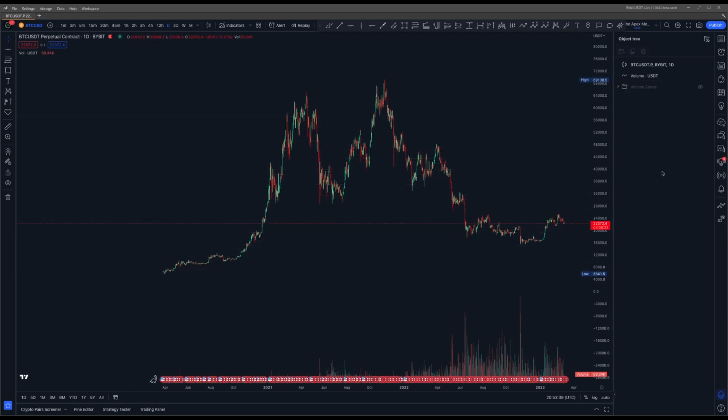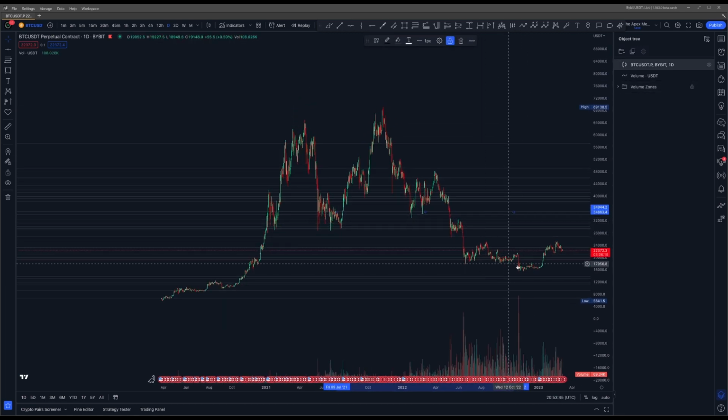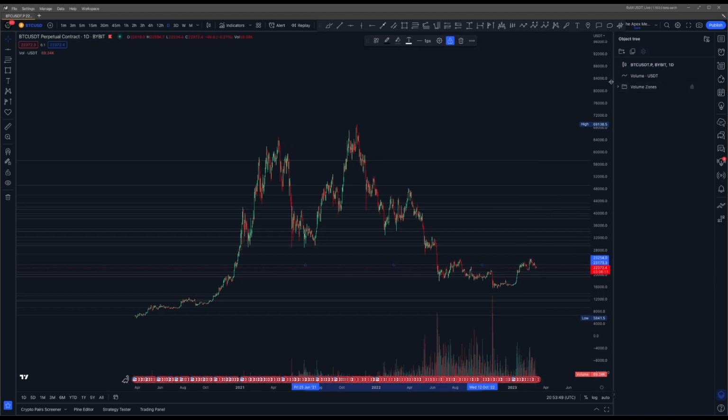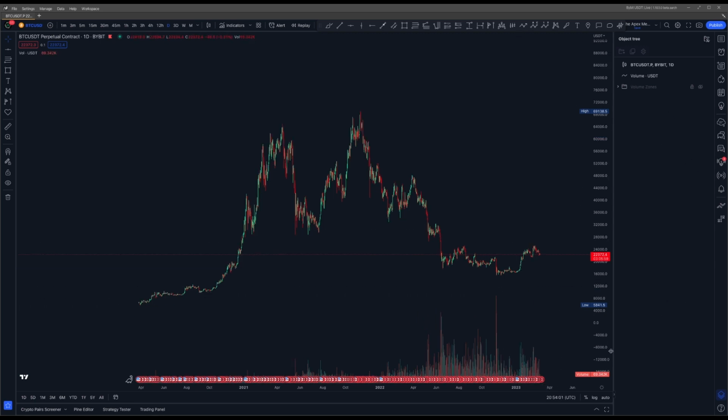Now the beauty of the object tree is we can just lock those down so I can't accidentally move them lines around. Sometimes there's nothing more frustrating than doing some nice TA and accidentally moving something somewhere. So the eye basically hides or shows, and this is the whole point of having a really good setup, that you can only show the stuff that's important at the time that you're doing some of your TA. Okay, let's move on to the next point.